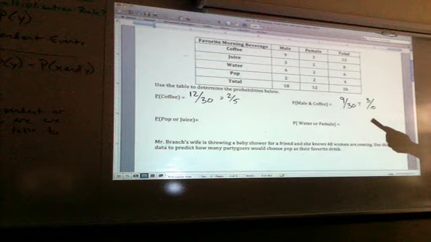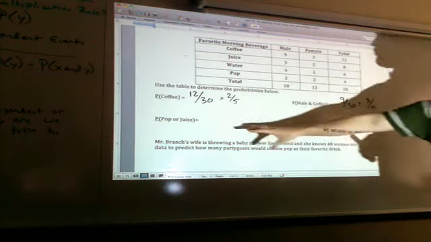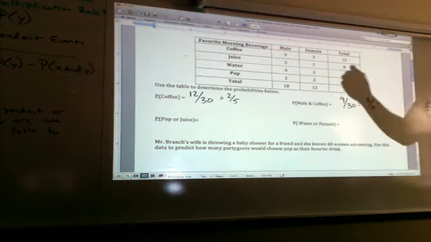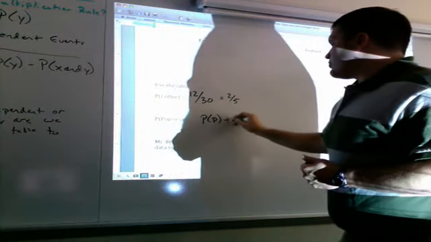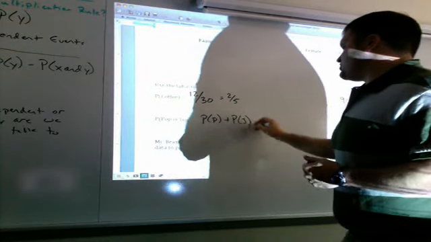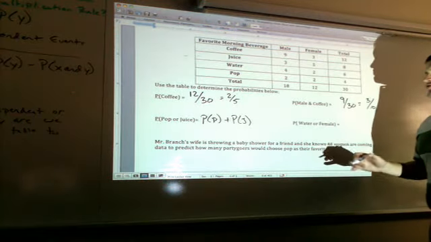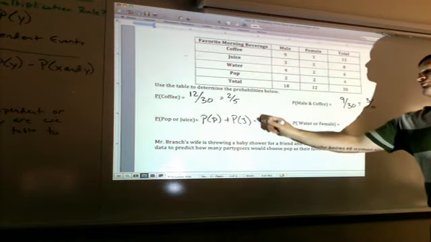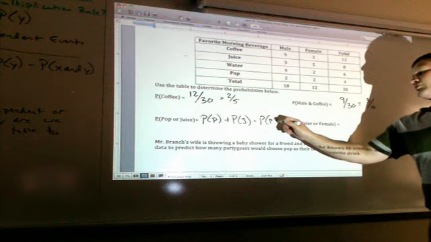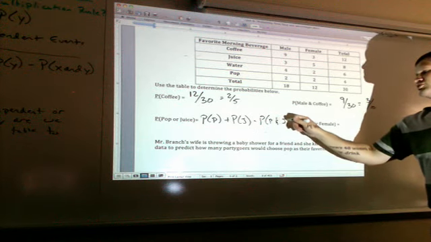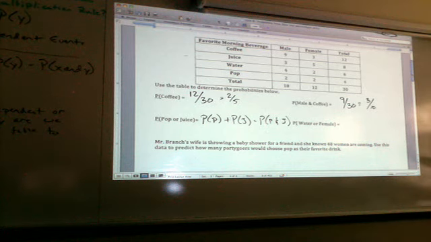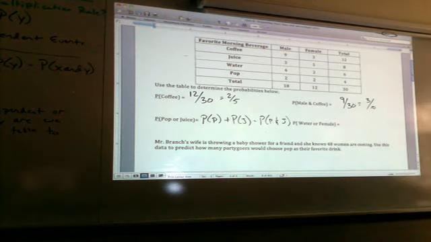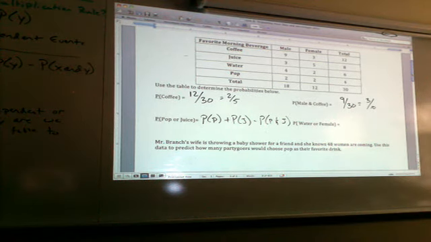12 out of 30. So when I'm figuring out the probability of pop or juice, we're going to take the probability of pop plus the probability of juice, and I just use P and J instead of writing out the words, minus the probability of pop and juice. So that's our equation. That's the addition rule.